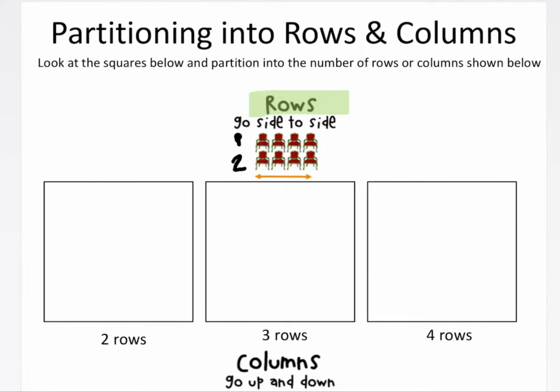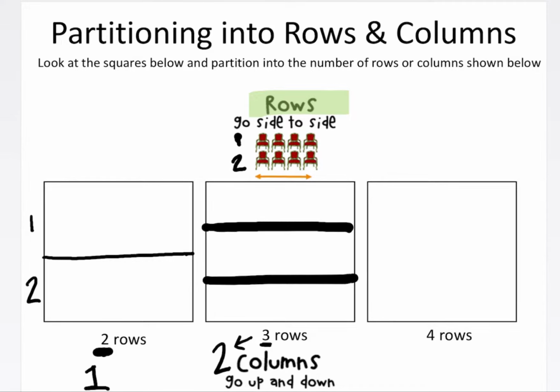So if I want two rows, I'm going to teach you a little trick. All you have to do is draw one line. So I'm going to draw a line across, and now I have one row and two rows. If I want to draw three rows, I need to draw two lines. Remember, our rows have to be even, so I'm going to draw 1, 2. Now I have 1, 2, 3 rows.